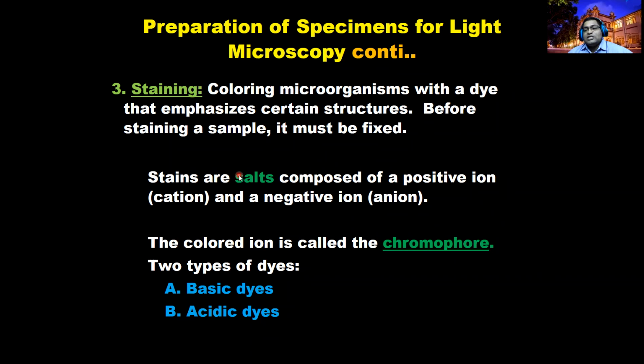The stains, specific stains, we are talking about stains, right? Stains are salts composed of a positive ion, cation, or a negative ion, anion. Cation is a positive ion. Anion is a negative ion. So why are we using that?